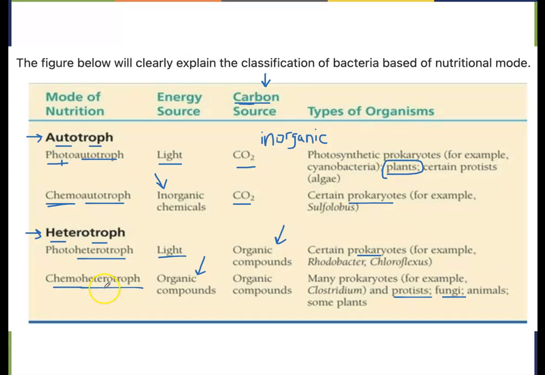So you should know what each of these mean. You don't need to memorize the specific types of organisms here, but you should know what plants are. You should know that protists and fungi are going to be chemoheterotrophs.